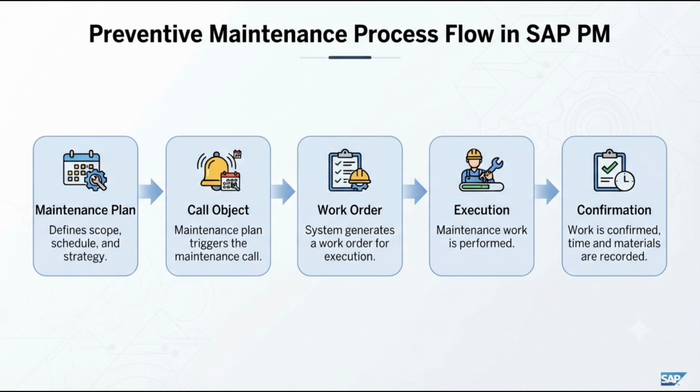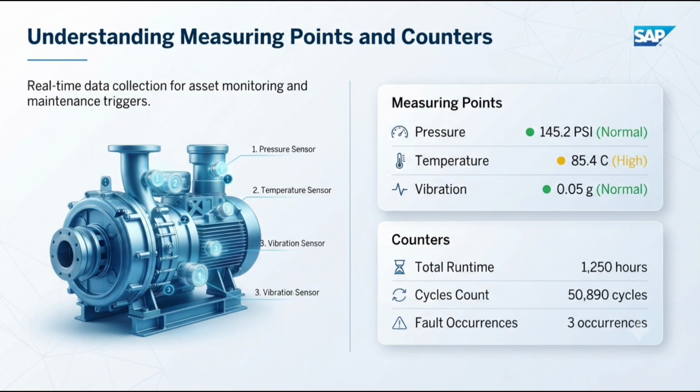Measuring points and counters allow SAP PM to support condition-based and performance-based maintenance. A measuring point is a place on a technical object where a value can be recorded, such as temperature, pressure, or vibration. A counter is a special type of measuring point that records cumulative values, for example, running hours or number of pieces produced. Technicians or automatic interfaces enter measurement documents against these points.